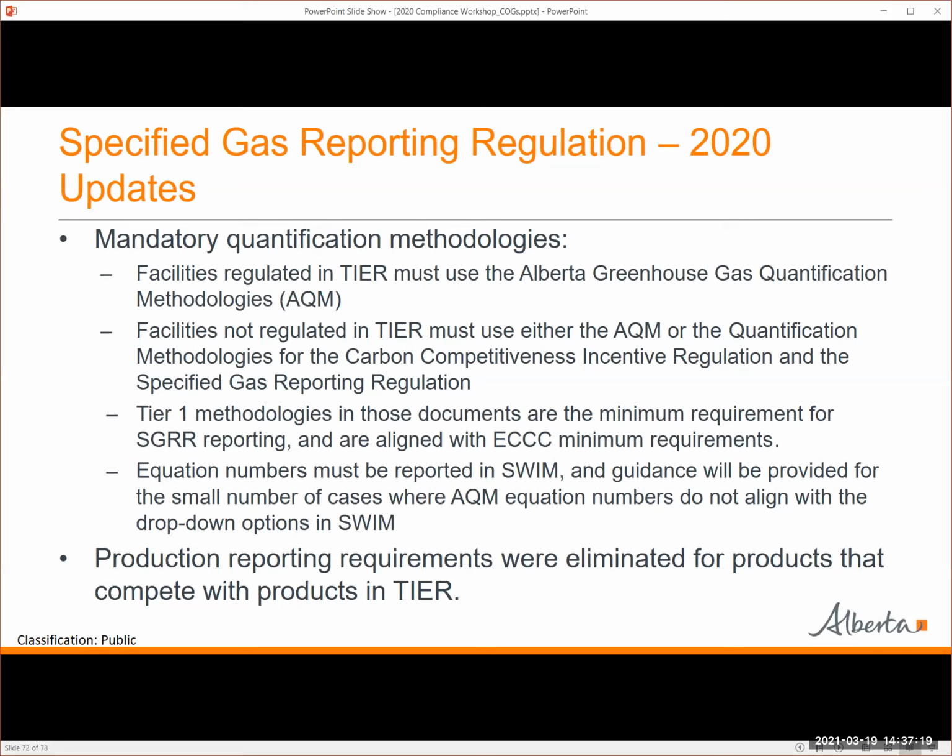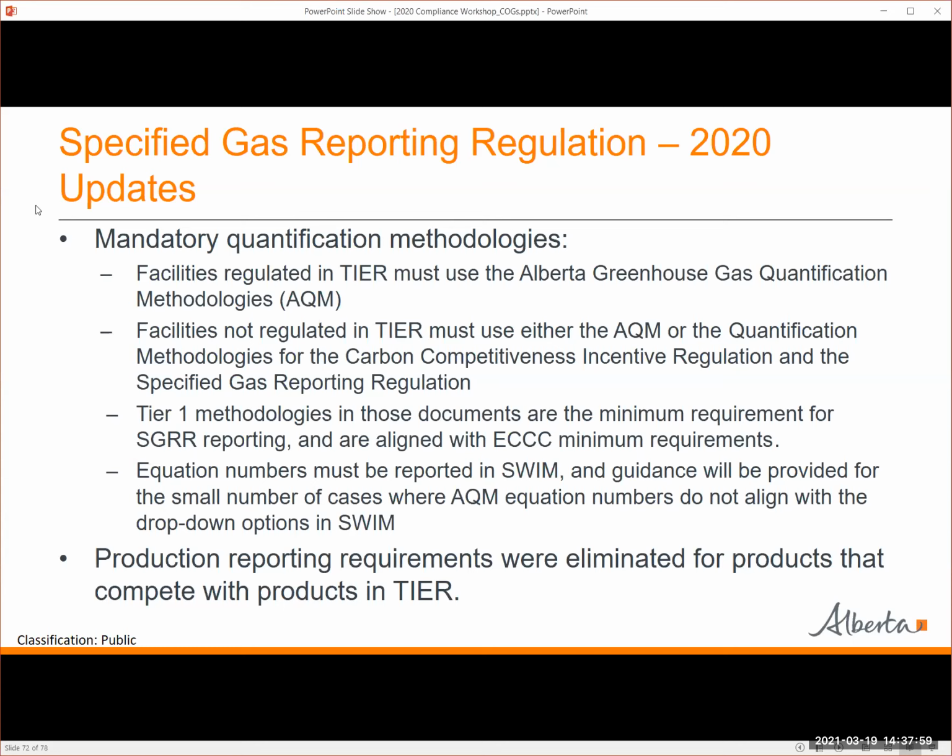And one thing I'll maybe draw attention to, the SWIM system will have a drop down asking you to identify the Alberta methodologies that you're using. And so the folks in charge of the SGRR will publish a bit of a mapping to make it clear for everybody what you can choose in that SWIM interface when you're asked for the methodology numbers and you're using the AQM approach. So that'll be forthcoming shortly.